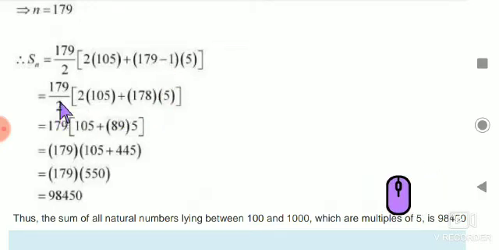Once again, by writing this 179 divided by 2, we can take 2 common from the above expression so that it cancels. Therefore, 178 divided by 2 gives 89. 179 into (105 plus 89 into 5), that gives 455. Therefore, the product gives 98,450. Therefore, the sum of all natural numbers lying between 100 and 1000 which are multiples of 5 is 98,450.